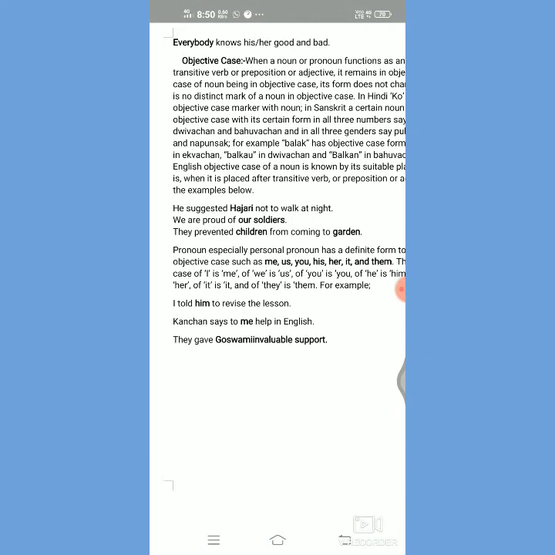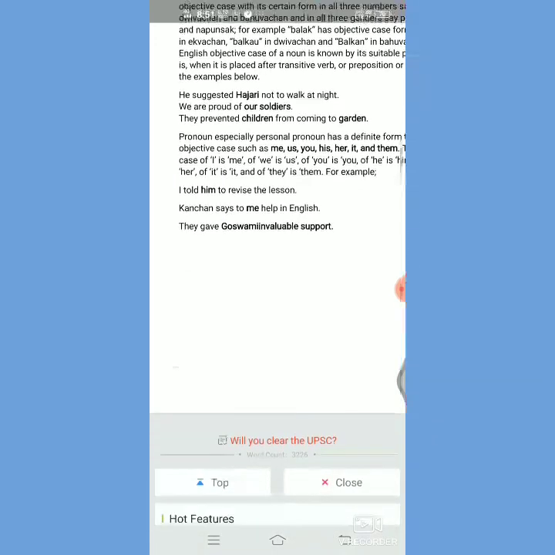Here we can take some examples. I told him to revise the lesson. Here in the sentence, him is the objective case form of he, and so it is rightly used. Kanchan says to me: me is the objective case form of I. And they gave Goswami invaluable support. Goswami is the noun that has been used as an object at this place.